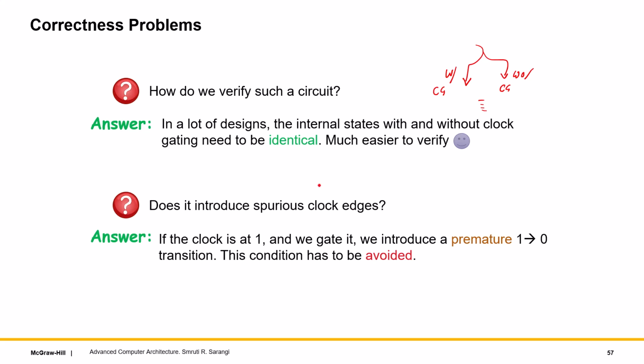It clearly introduces spurious clock edges because if the clock is 1 and you're gating it, you're then enforcing a 1 to 0 transition, which is early. This may cause faults in the circuit because clearly the circuit is not expecting that a transition will come early. So if you want to gate the clock, you gate the clock when it is at level 0. That's the safest. Then the level 0 is going to continue.